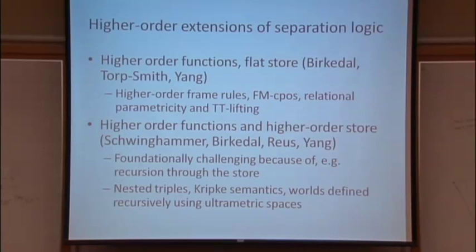The model is a Kripke model. I'll say more about those in a bit. So it's parameterized by possible worlds. And the worlds themselves are defined recursively using ultrametric spaces, which I'll also talk about a bit later.